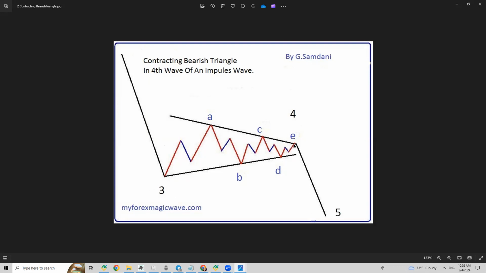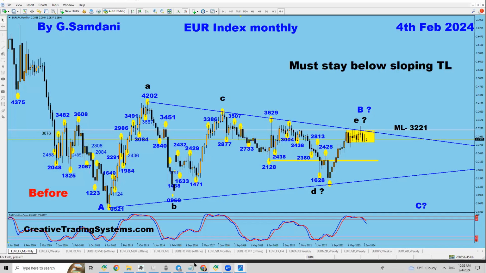After breaking below this line here, this high of wave E. So this is where we are now. You see this wave E, so A, B, C, D, E. But the problem here is, if you leave this current candle alone, right? So this is 1, 2, 3, 4, 5, 6, 7, 8, 9, 10, 11, and 12.